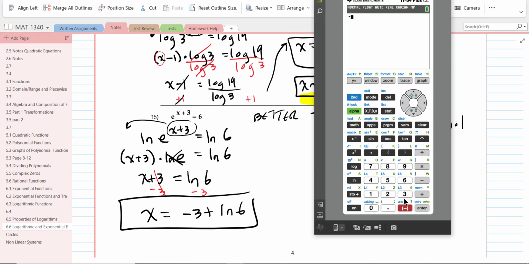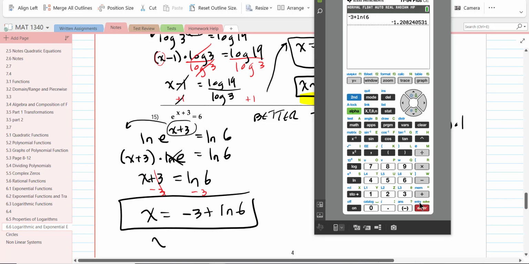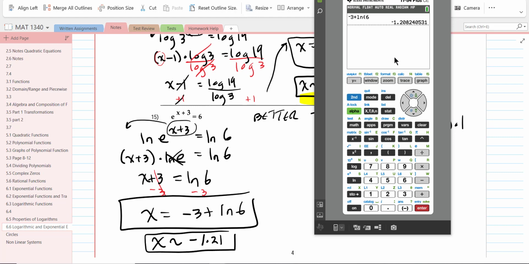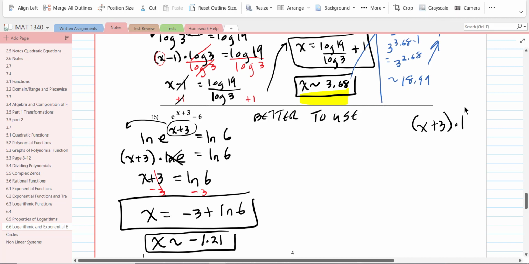If you go negative 3 plus ln of 6 like this, this will give us an approximate answer of negative 1 point, and we're going to use 2 decimals, so round that to negative 1.21. So that'd be the answer to the problem. Both those problems were done the same way. You want to use the ln of both sides when you have a base of e. It makes the problem a little bit easier if you do.